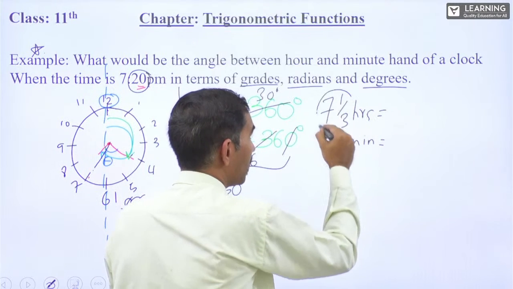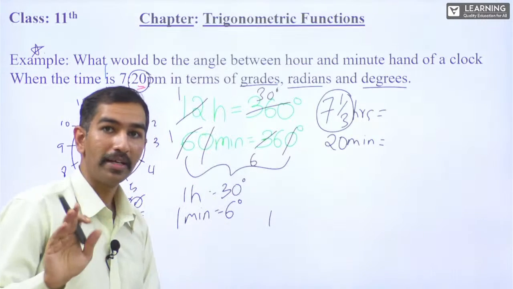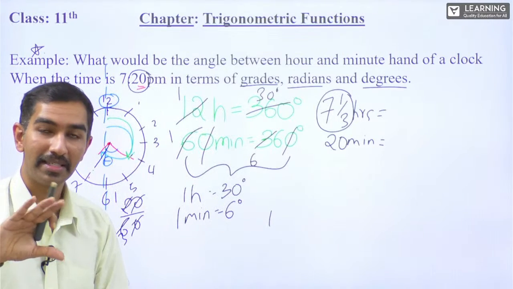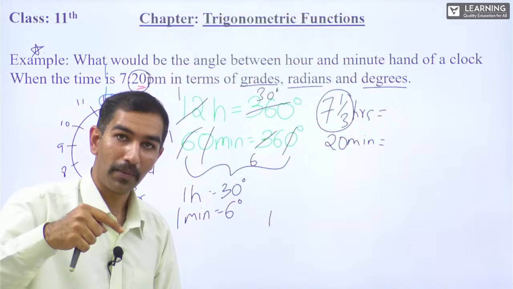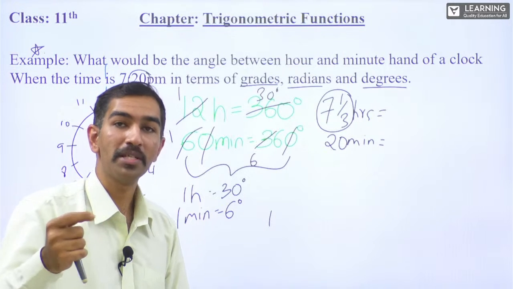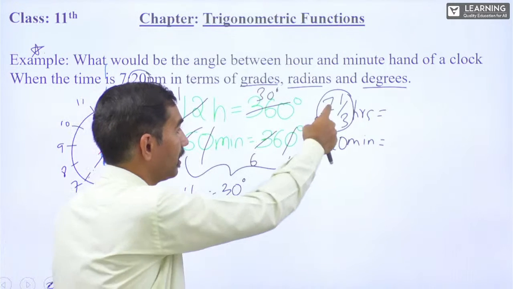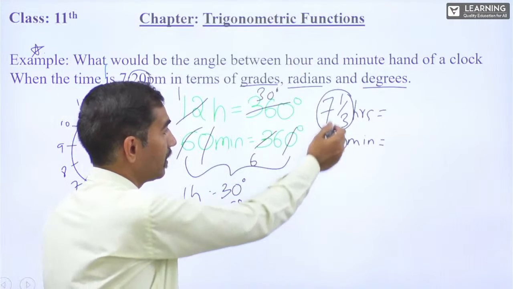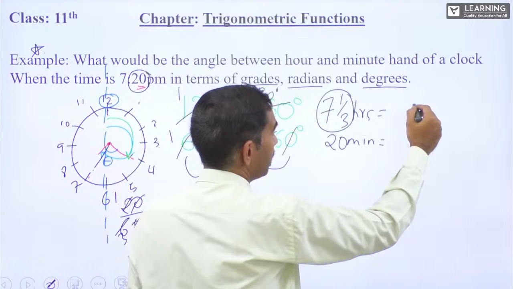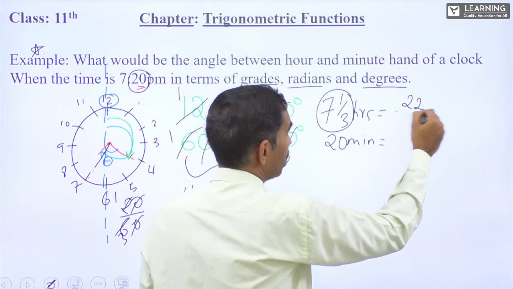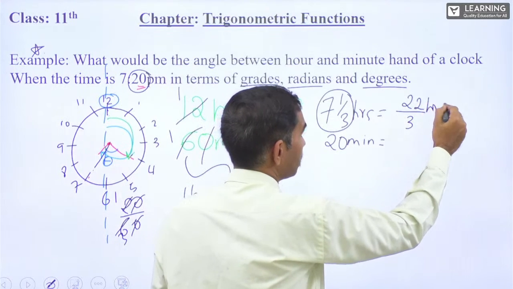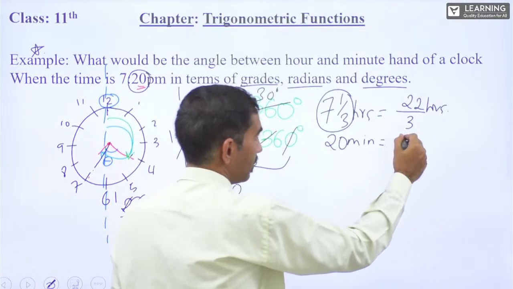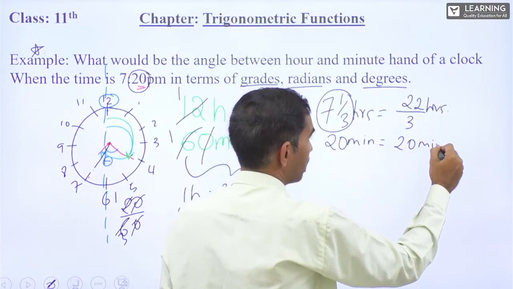So this is only the hour hand. It is not exactly at 7. Understand? When it is at 7:20 p.m., the hour hand has moved a little bit forward, right? How much forward it has moved? 1 by 3 hours forward it has moved. Understand? So 7 1 by 3 hours, it's a mixed fraction. So 7 3s are 21 plus 1, 22 by 3 hours. And this is 20 minutes as it is.